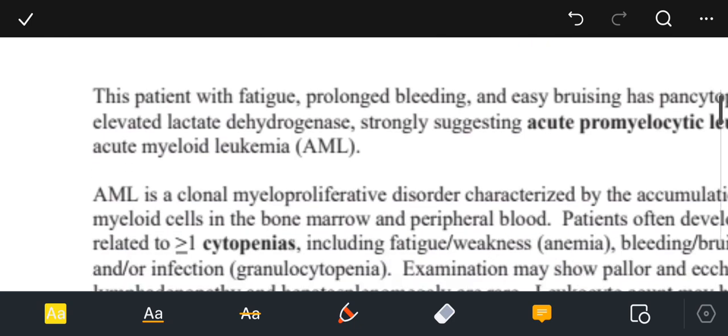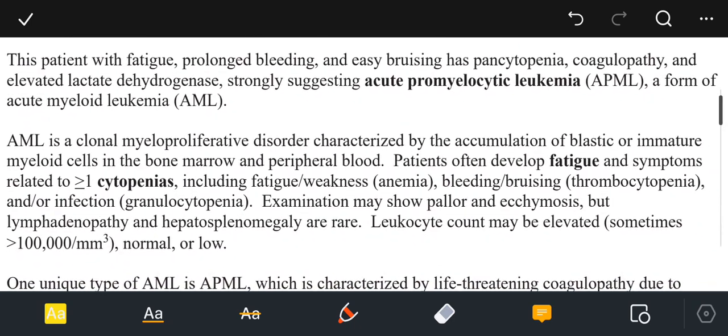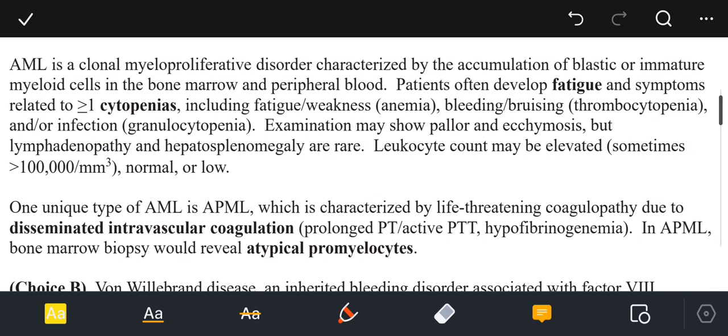Then coming to the discussion, they are saying that this patient with fatigue, prolonged bleeding, and easy bruising has pancytopenia, coagulopathy, and elevated LDH. Pancytopenia, coagulopathy, and elevated lactate dehydrogenase strongly suggest acute promyelocytic leukemia, a form of acute myeloid leukemia. The acute myeloid leukemia is a clonal myeloproliferative disorder characterized by the accumulation of blastic or immature myeloid cells in the bone marrow and peripheral blood.